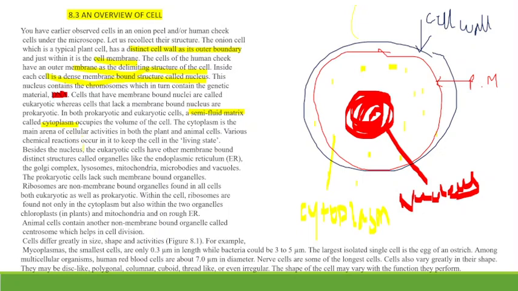The cytoplasm is the main arena of cellular activities in both plant and animal cells. Various chemical reactions occur in it to keep the cell in the living state. Besides the nucleus, the eukaryotic cells have other membrane-bound distinct structures called organelles, like the ER, which is the endoplasmic reticulum, Golgi complex, lysosomes, mitochondria, microbodies and vacuoles. And the prokaryotic cells lack such membrane-bound organelles.